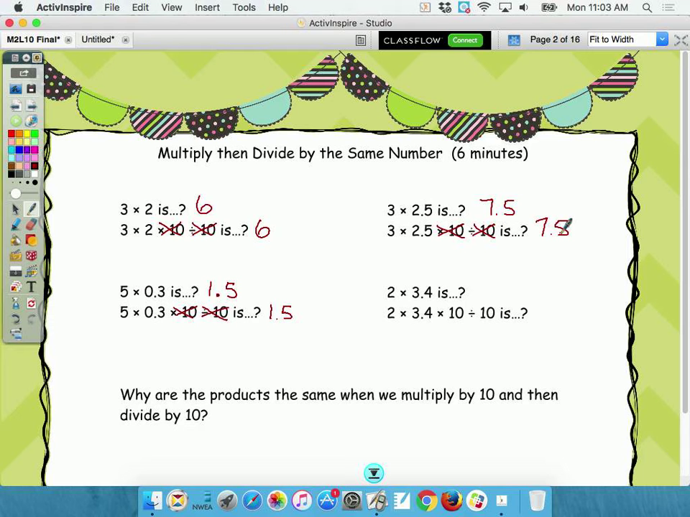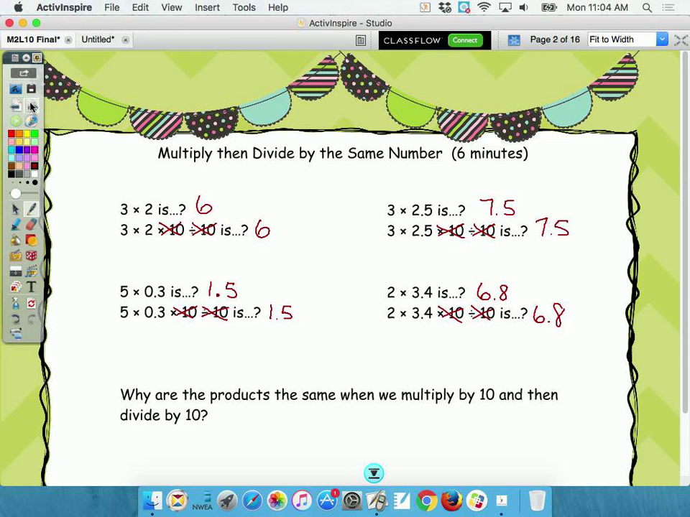So what's the easiest way to do 34 times 2? 68. So it'd be what? 6.8. And we've got the same thing again. Okay, so why are the products the same when we multiply by 10 then divide by 10? Because you're just adding it and then subtracting it. Right, you're putting it on and taking it off. Even though it's multiplication and division, it's just like adding it and subtracting it.